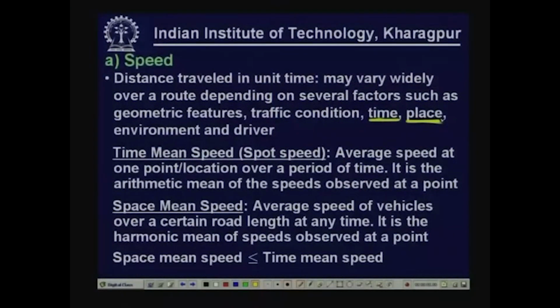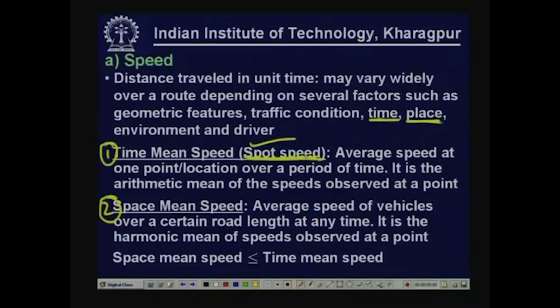Now, two types of speed measurement we normally use in traffic engineering. One is the time mean speed and another is the space mean speed. These are very important again. Time mean speed is often called spot speed. So, we call it TMS, time mean speed or spot speed. Another is the space mean speed, commonly referred to as SMS, space mean speed.